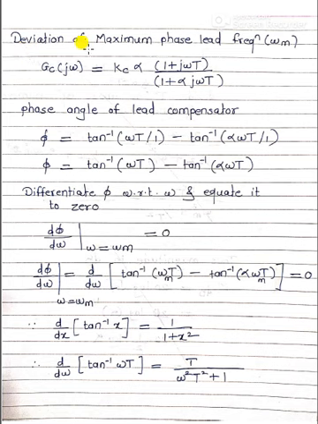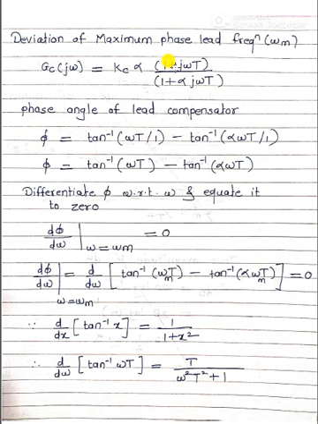Next, we will see the derivation of the maximum phase lead frequency, that is omega m. This is our standard transfer function, Gc of j omega is equal to Kc alpha times (1 plus j omega T) upon (1 plus alpha j omega T). Now, the phase angle of the lead compensator, phi, is equal to what? From the transfer function we are calculating the phase angle phi. Phi is equal to the angle of the numerator minus the angle of the denominator, because for division we take a subtraction.